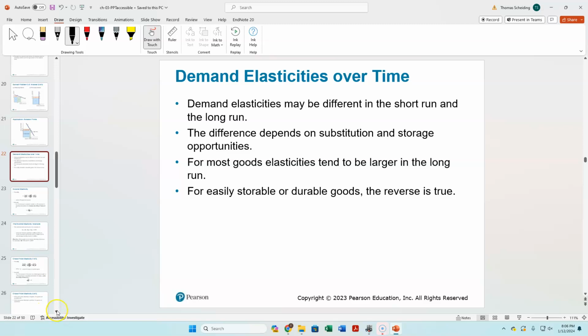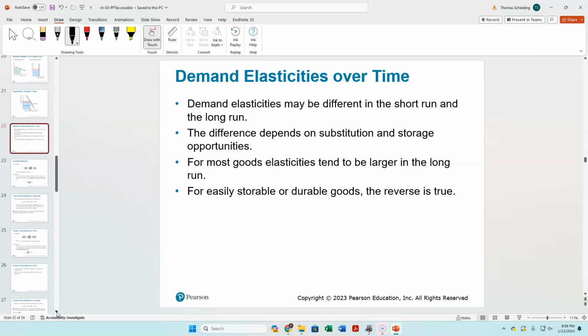Now, one thing we know as well is that elasticities change over time. As you have a longer time period, consumers can figure out different ways to substitute towards other goods, or there's going to be a difference in terms of how long you can store the good, right? Like in terms of fruits, for particular fruits, you might not have a lot of substitution abilities, nor can you store the good for very long.